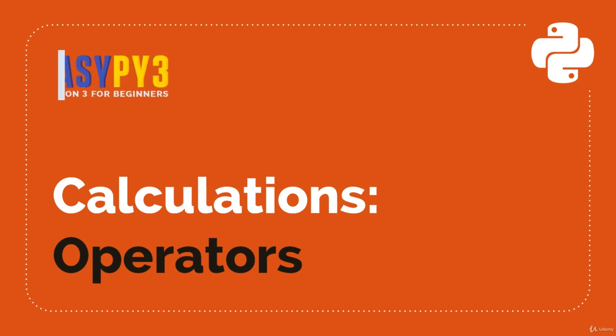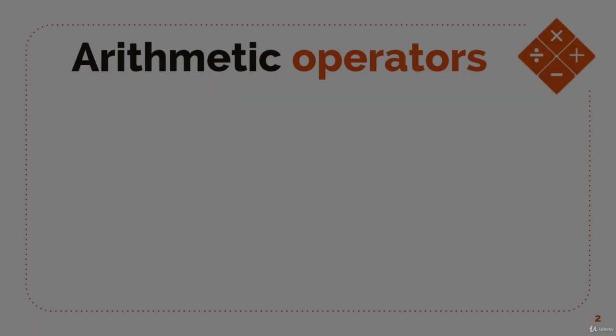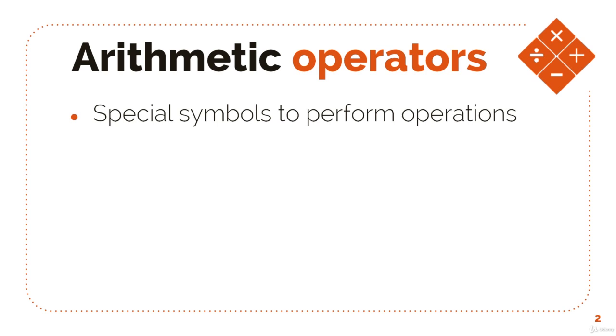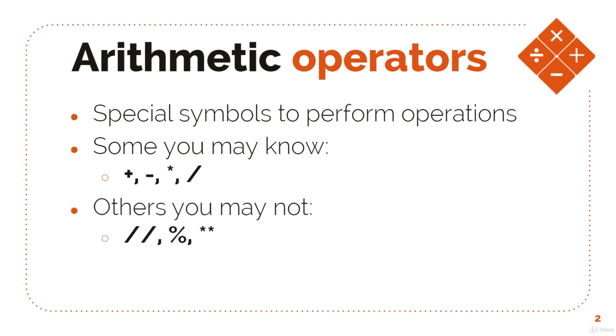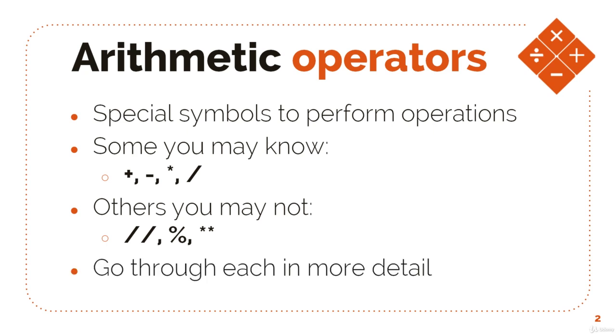In this lesson you will learn how to do calculations in Python using arithmetic operators. But what are operators? Well, operators are special symbols which are able to perform operations on values, in this case mathematical. Some of them you may already be familiar with, such as the addition, subtraction, multiplication, and division signs. Other symbols you may not have come across before, such as floor division, modulo, and exponent. Don't worry too much if you don't know any of them. We will now go through each of them in more detail.